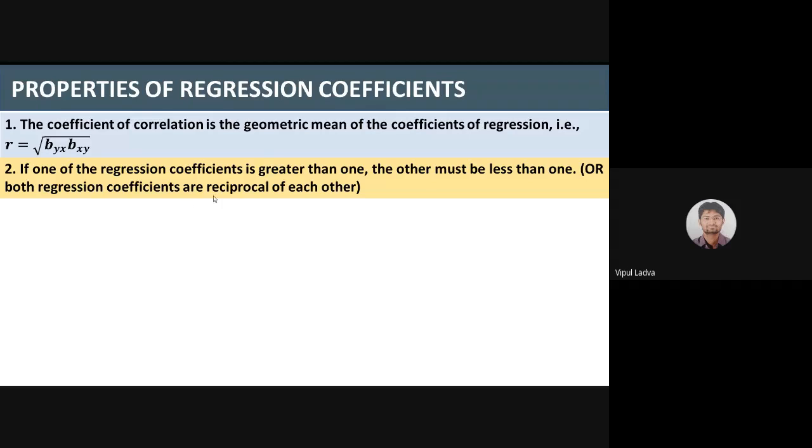Both regression coefficients are reciprocal of each other. Let me correct this particular. Forget this, I don't need it right now. I just need both of these only. If one of the regression coefficients has a value greater than 1, then surely the other will be less than 1. Look, bxy and byx are both our regression coefficients.